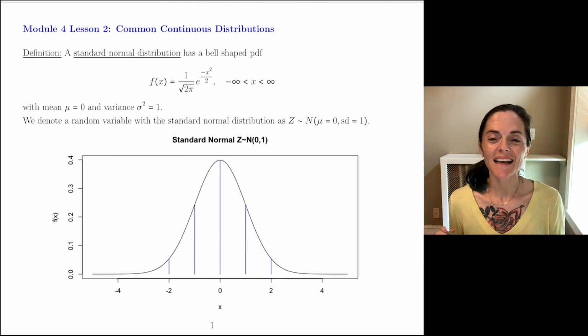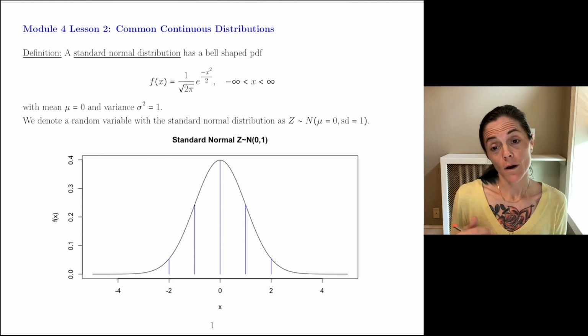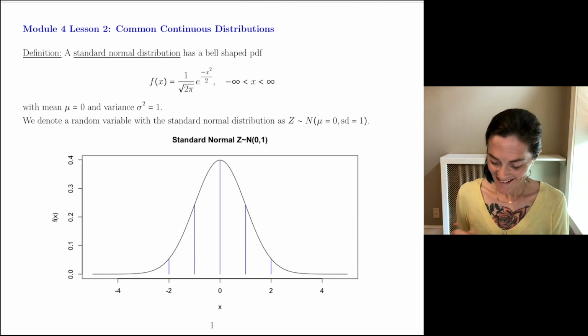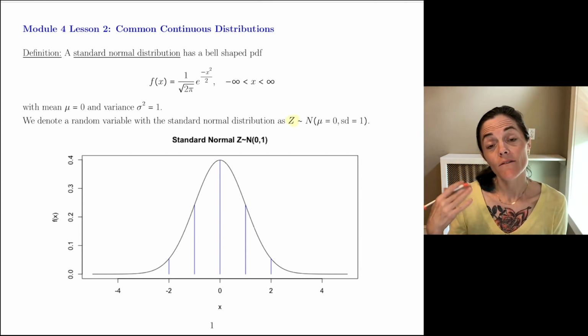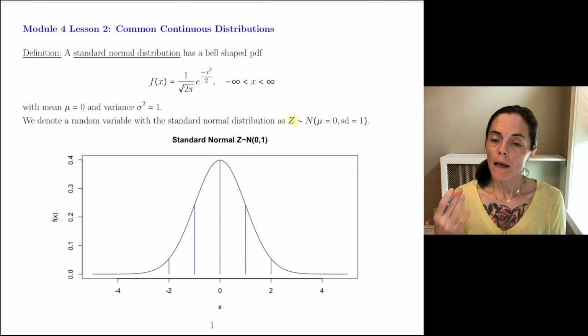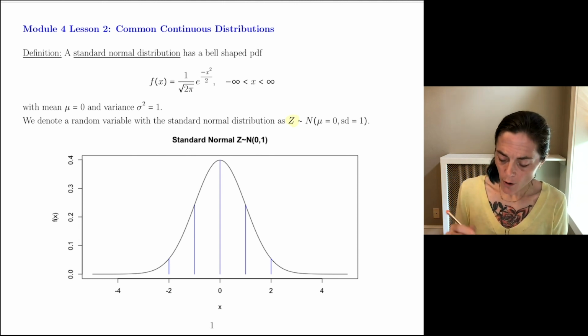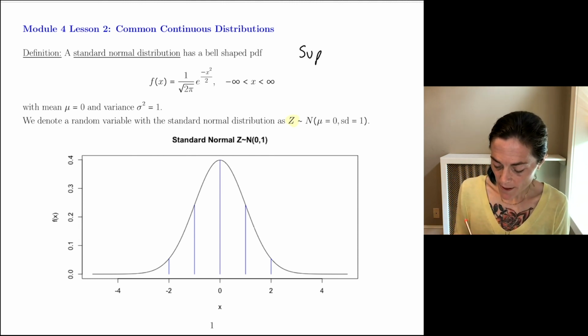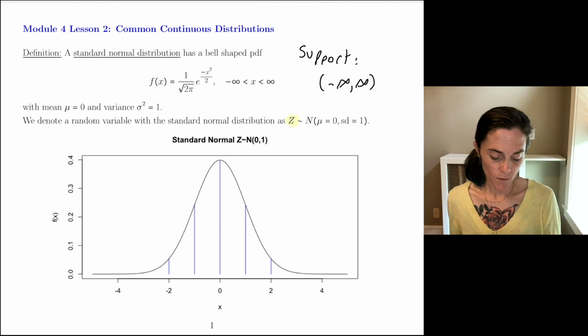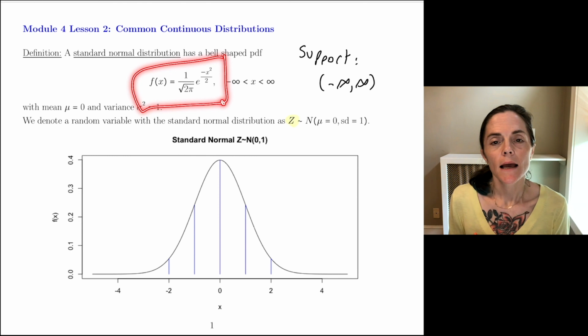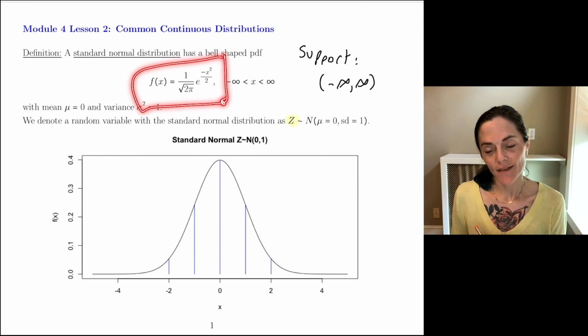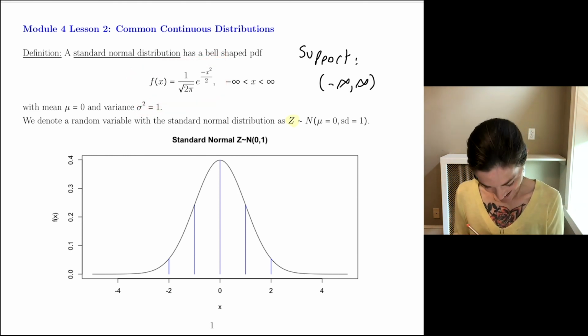So the first one you might have seen before, standard normal distribution. We will typically use capital Z for a random variable following this distribution. Well, the thing we can point out right away is the support for the standard normal. Really, the support for any normal distribution is minus infinity to infinity. Moreover, here is the probability density function. This is this beautiful bell-shaped curve that we see graphed here.